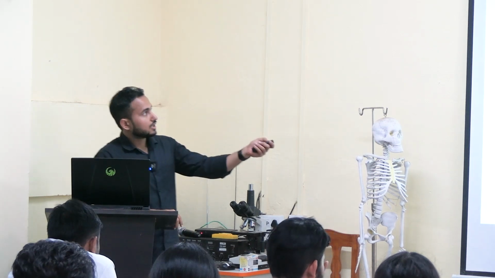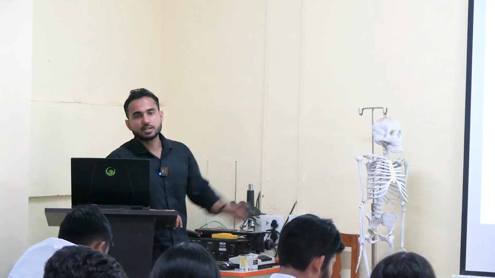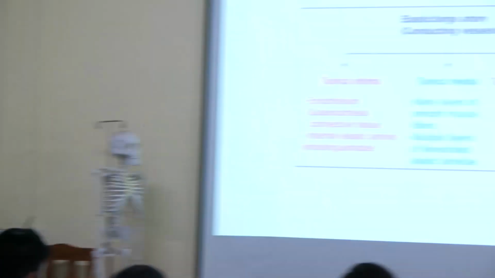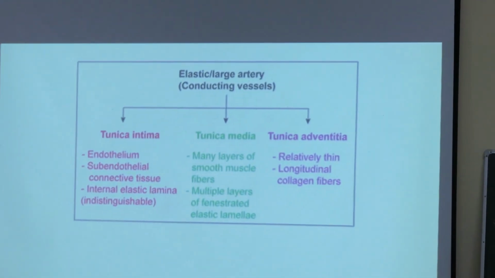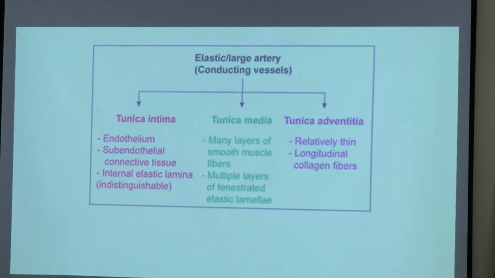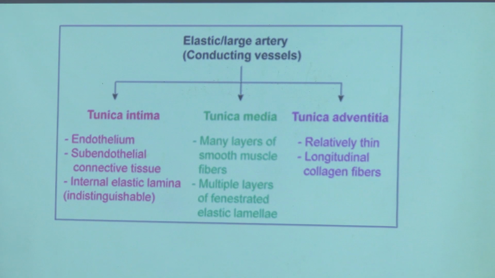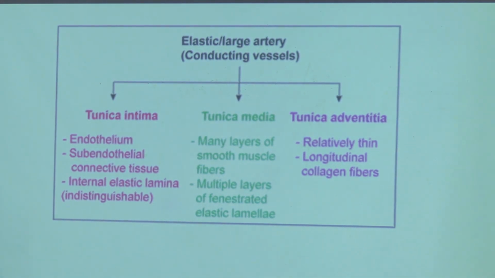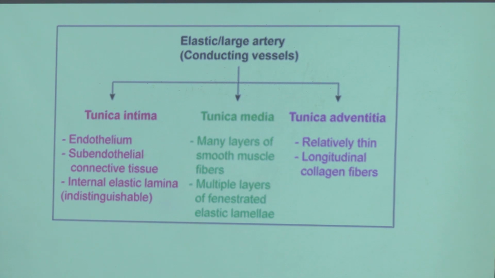Now here, elastic arteries are also called conducting blood vessels. What is the meaning of conducting blood vessel? That means from the heart it will conduct blood to the various parts of the body. Muscular arteries are also called distributing arteries. That means they will distribute that blood into the tissues, into the organs, into the structures. That's why they are called distributing arteries. So the 3 layers are common, but some changes are there. What are those changes? First of all, endothelium is there.